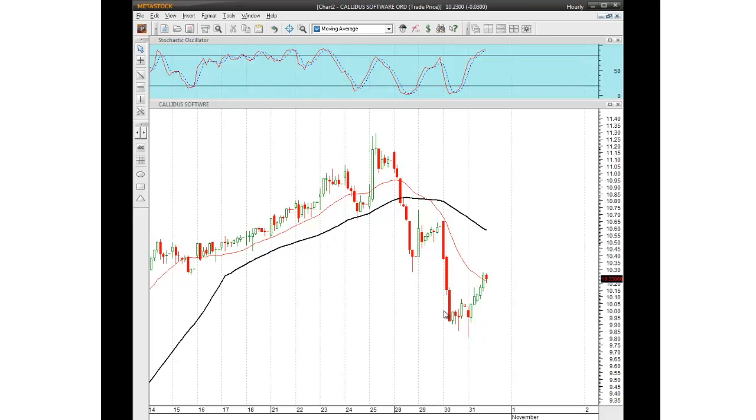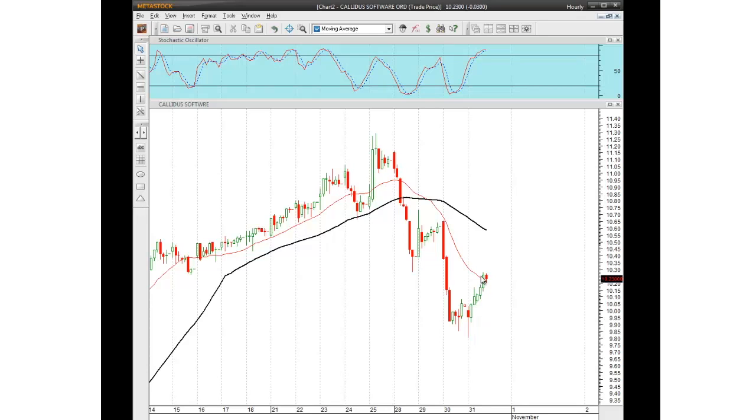Now, in this case, we're looking here at a nice clear A, B, C pullback. We can see support is here in this area around $10 per share. Price has pushed off support and has pulled up on the hourly chart into the 20-period moving average. Now, the 20-period moving average proved to be resistance in the previous rally into resistance.